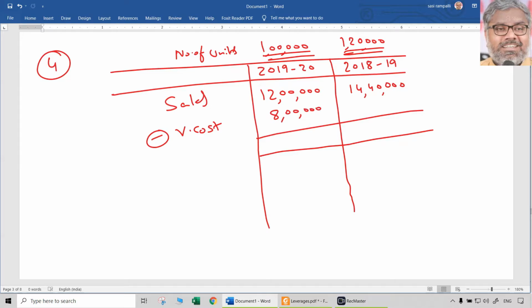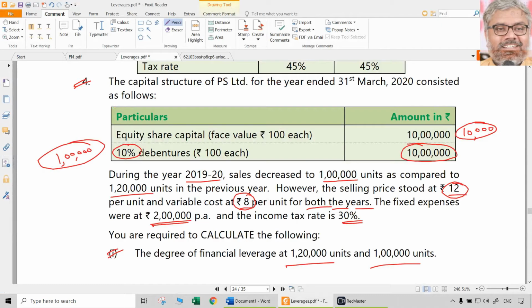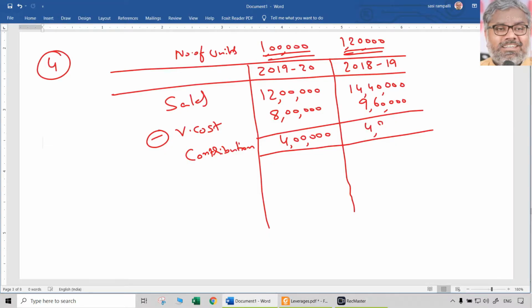Earlier would have been how much? 1,20,000 into 8 means 9,60,000 rupees would have been the variable cost last year. So naturally, how much is the contribution? I have to write full forms in the exam. Contribution total we are talking 4 lakhs and 4,80,000.